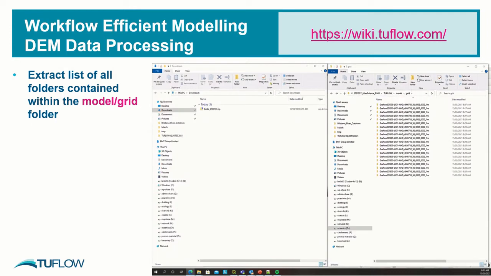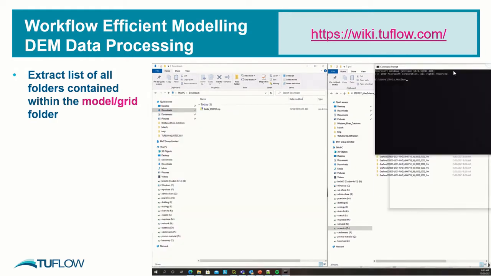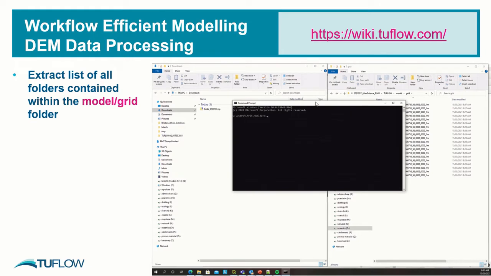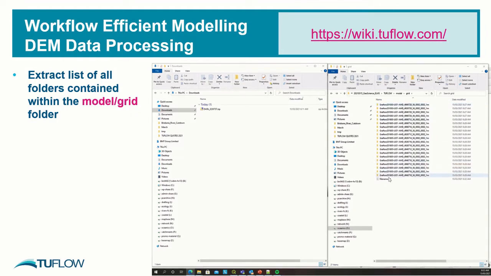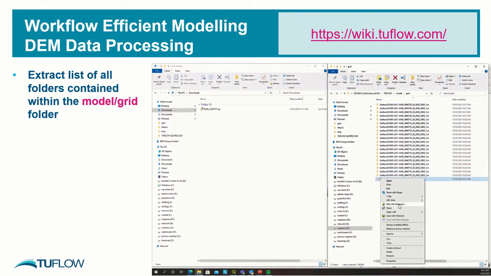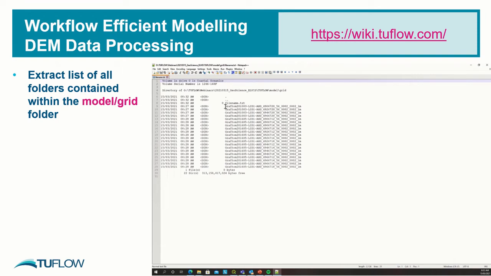Very useful resource. In short, the steps are this. You'll have to open up command prompt. In there, you'll change the directory to the location where your DEM folders reside. And once you're there, you'll just have to write a list of those files out, just in a text form. Okay, I've done that there. I can now open up that new file, and I have a list of all the folders.